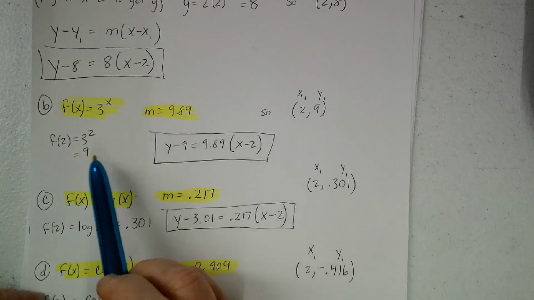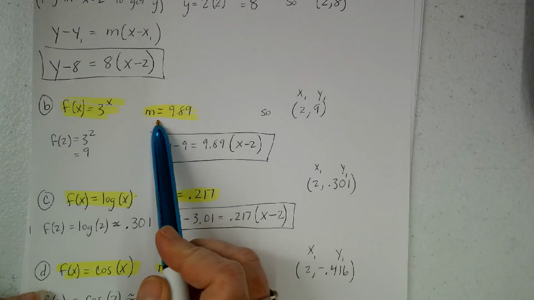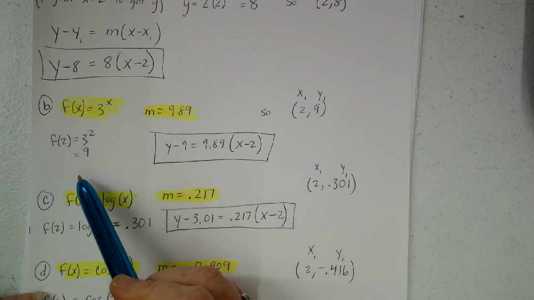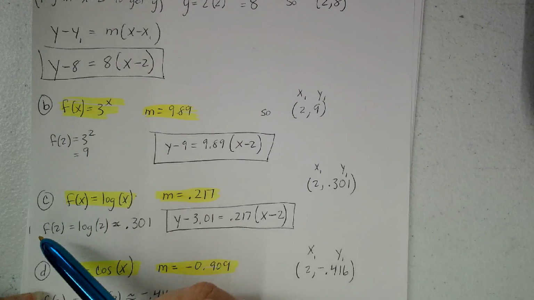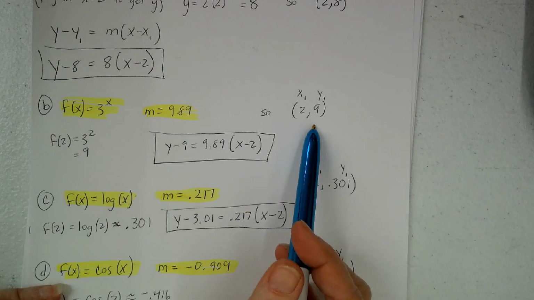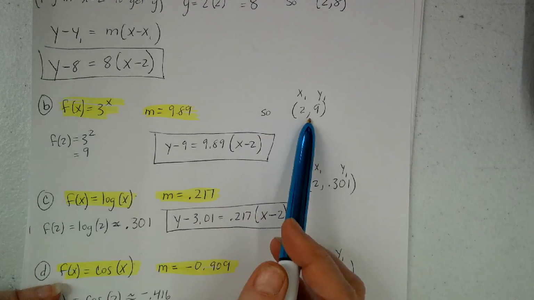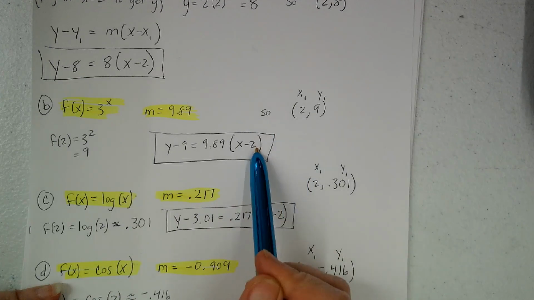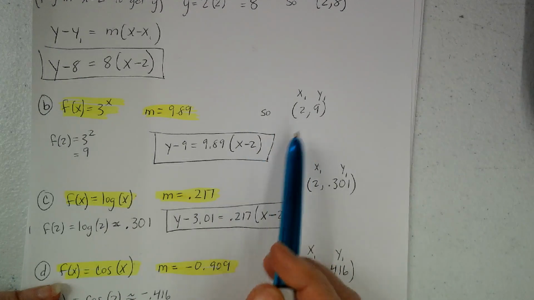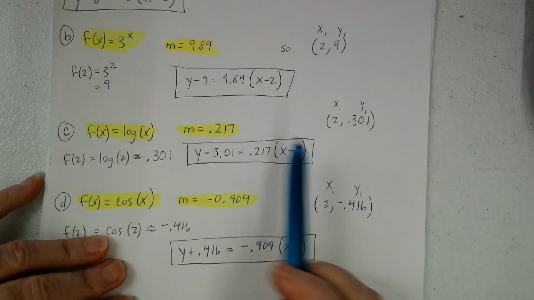I already have my m, which I got from the previous problem, and then I'm going to plug 2 in so I can find a y, because I need an ordered pair. So you plug 2 in here. 3 squared is 9. And then I can just plug my 2 in for the x and plug my 9 in. And so here's pretty much all of them.